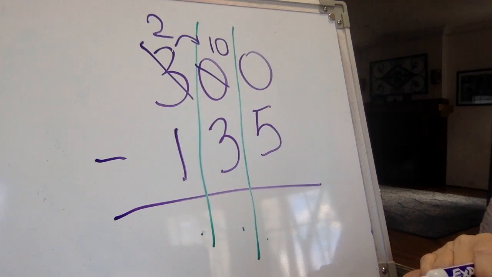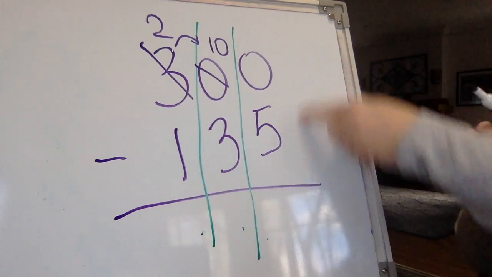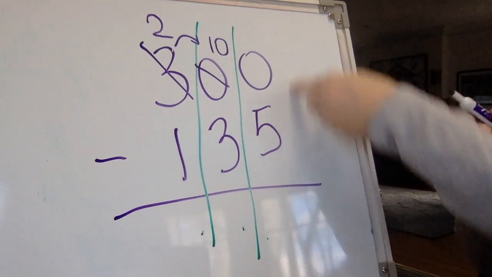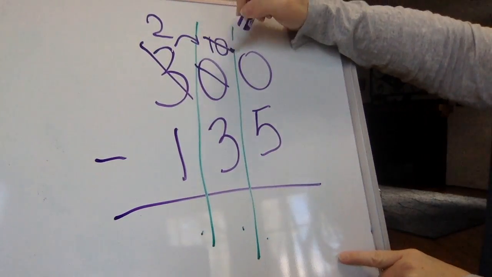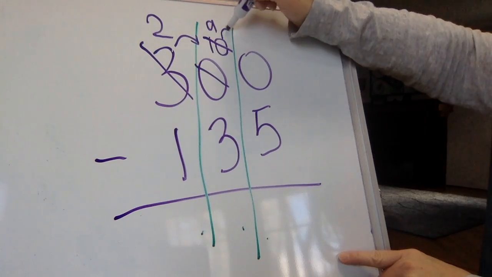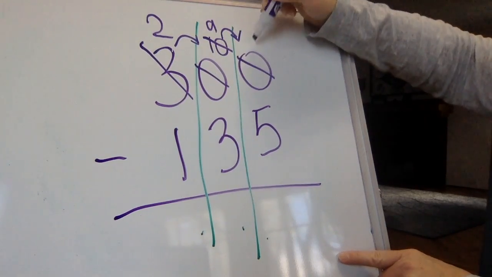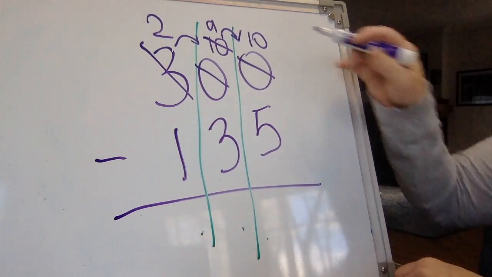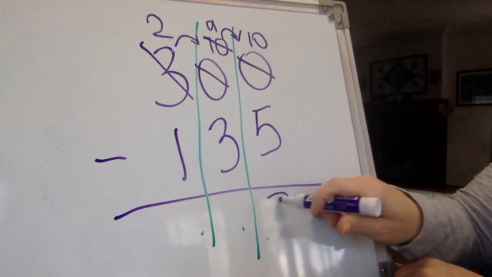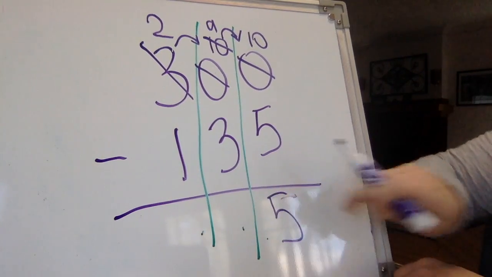Can I begin? No, because I always have to start in my ones column, and I don't have enough to subtract in my ones column yet. So I'm going to have to cross off that 10, make it a 9, and then bring over that 10. Now I can begin. I have 10 minus 5 equals 5.